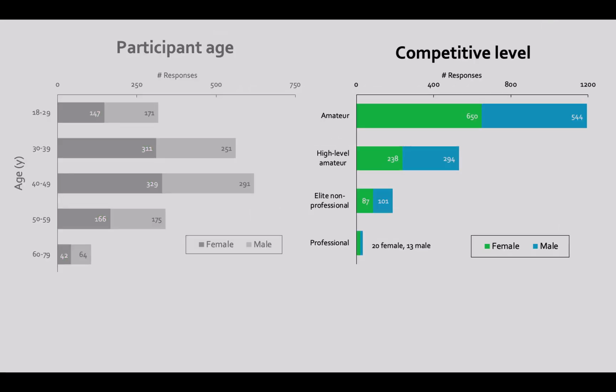When we look at the competitive level, this is something that people could self-select. So amateur refers to people who either train but don't race, or people who enter races but don't expect to win. High-level amateurs are those looking for podium spots, competing at national championship level events. Elite non-professionals are competing at the international level. And then, of course, we have professionals.